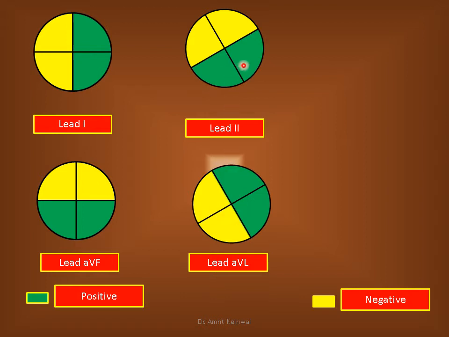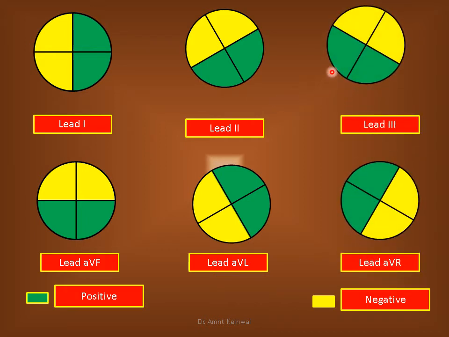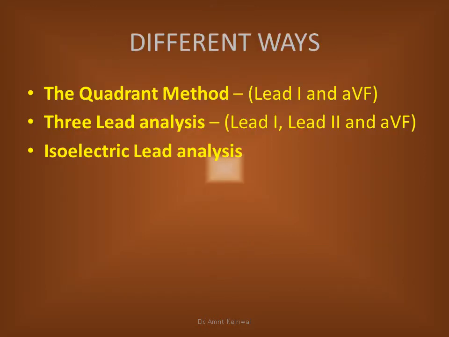Similarly, in lead 2, if the axis is positive, it will be over here, and if negative, it will be somewhere here. Lead 3, if the axis is positive, it will be over here, and if it is negative, it will be somewhere here. And AVR, if it is positive over here, the axis will be, and if it is negative, it should be somewhere in lead AVR. So there are different ways of calculating the cardiac axis: the quadrant method, lead 1 and AVF, 3-lead analysis, and isoelectric lead analysis.